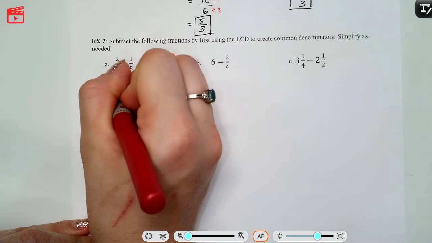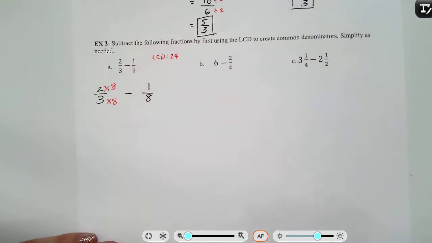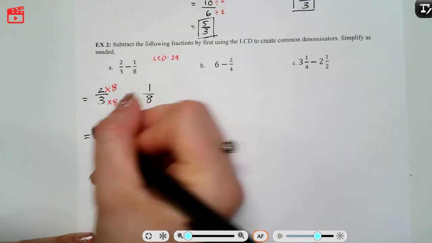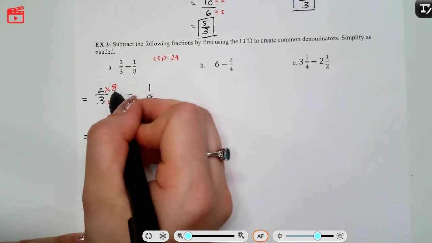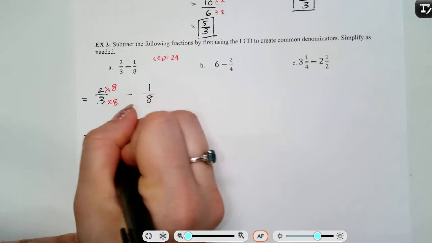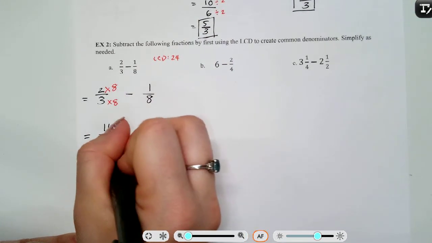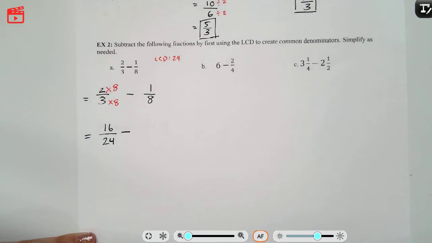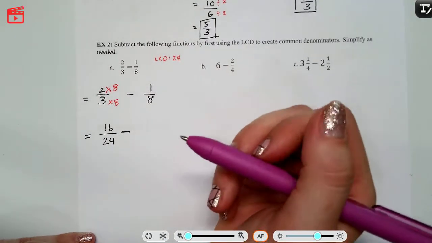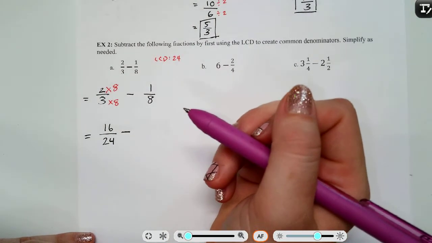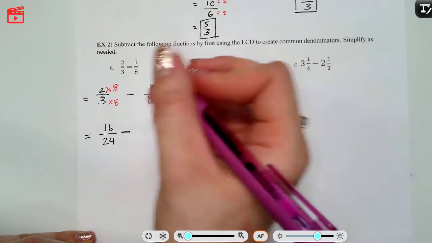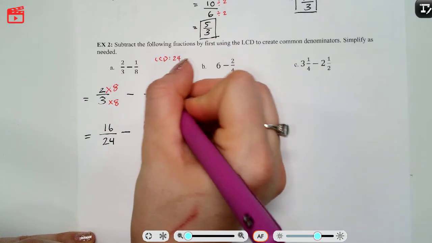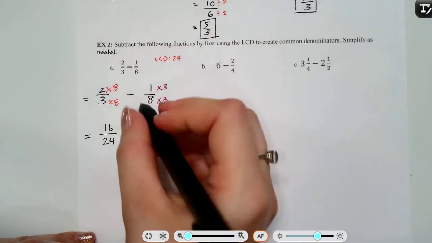And then, using the building up property, I have to multiply the top. So that's going to be 2 times 8 is 16 on the top. 3 times 8, 24. Minus, all right, 1 over 8. How do we make that? Let's see, 8 times 3. And then got to multiply the top by 3. And I get 3 over 24.